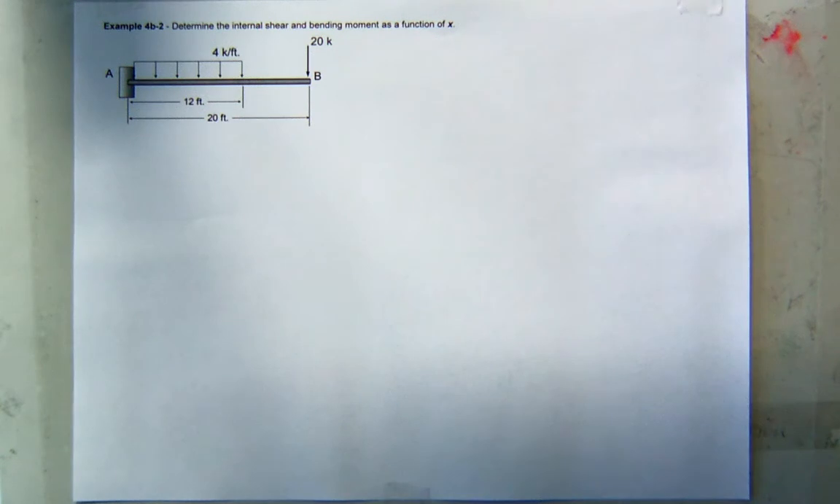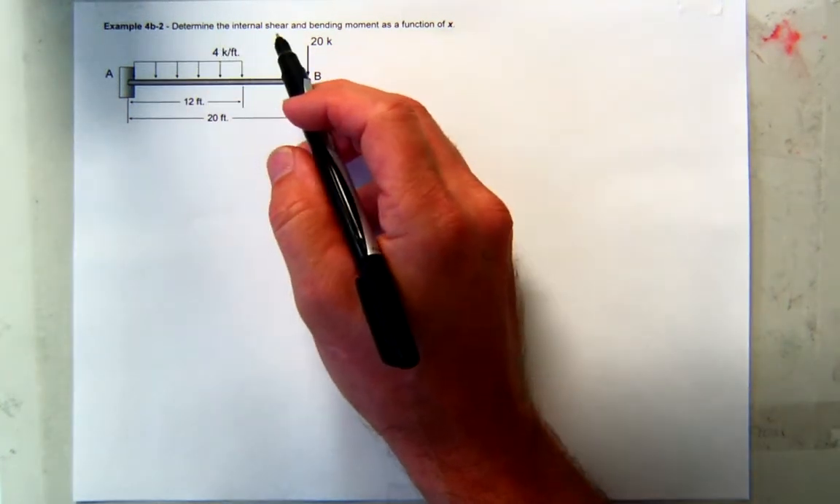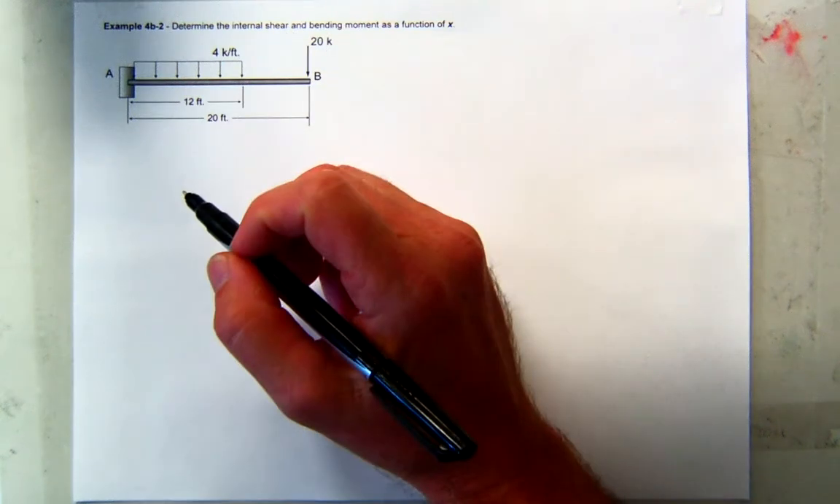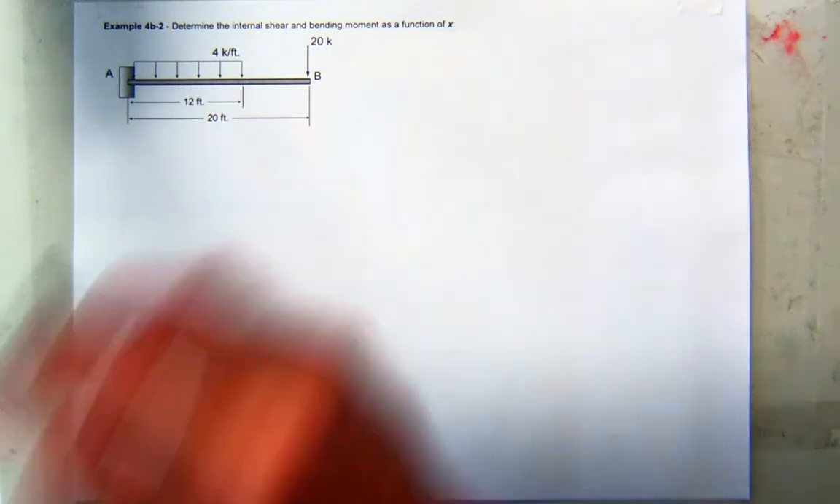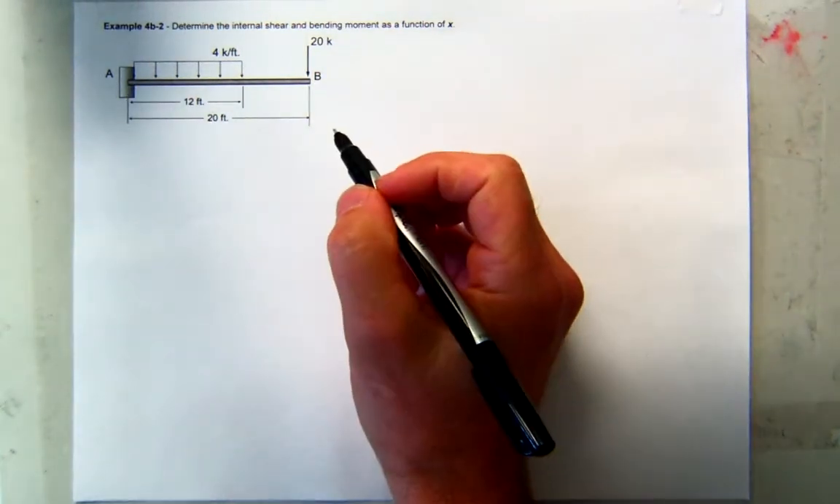All right, so let's look at this one. Again, we're going to write equations for shear force and bending moment. This is a function of x. Can we write one set of equations that are valid from A to B? No. Yeah, the answer is no.